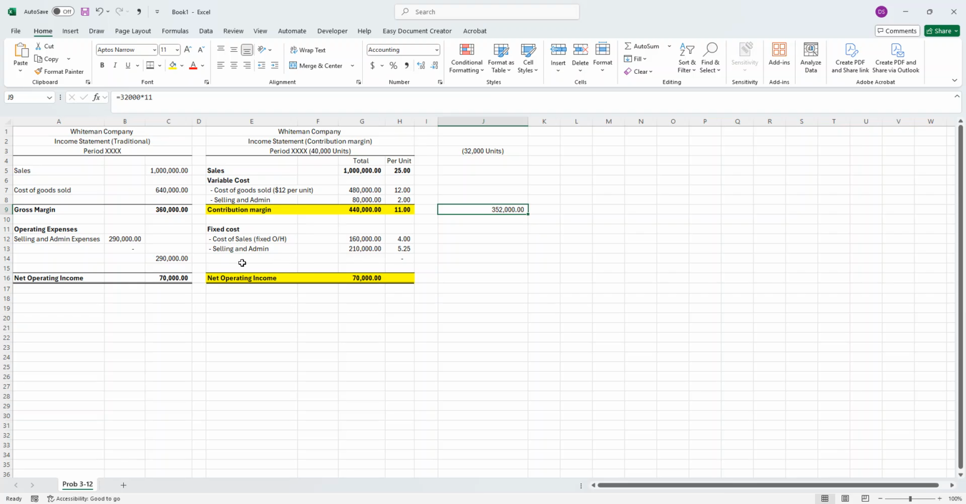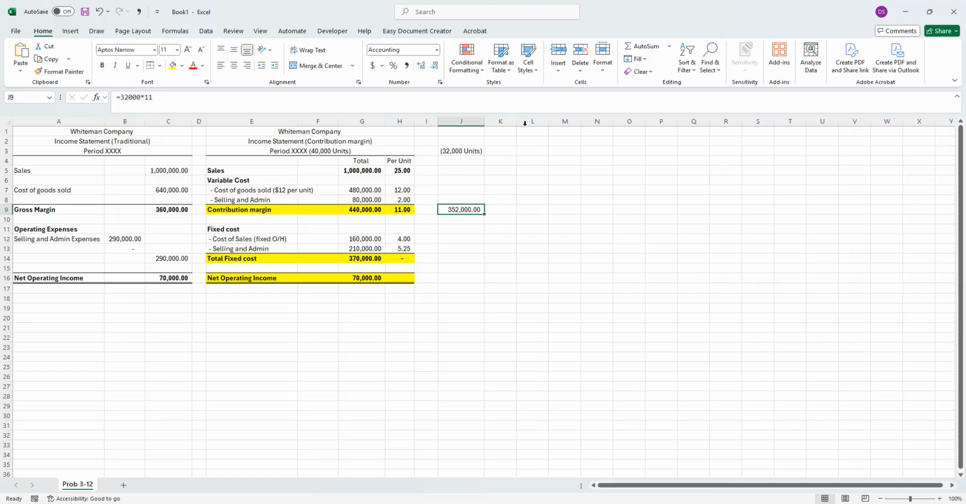352,000. Now I'm going to draw a line here to show my total fixed cost. So this is my total fixed cost. The company has a fixed cost of 270,000. So if the company reduces its production or the sales go down to 32,000, the company is only going to have a contribution margin of 352,000.